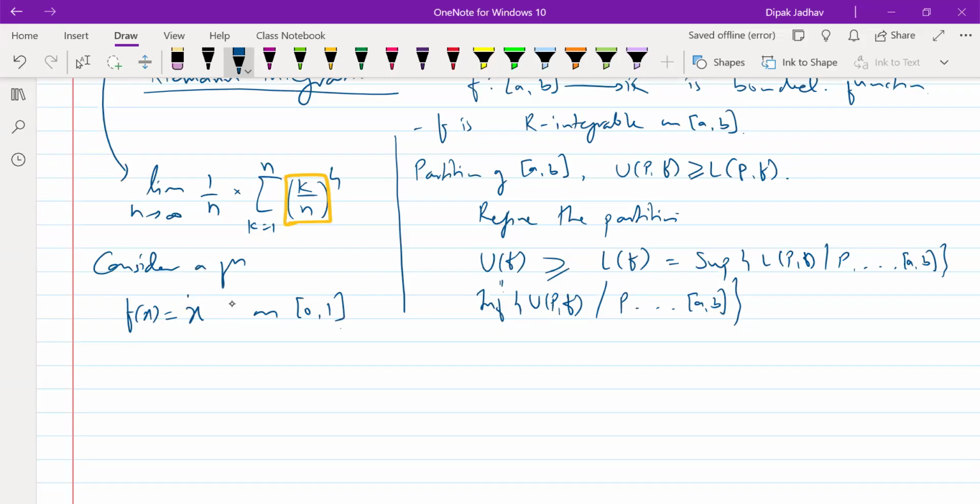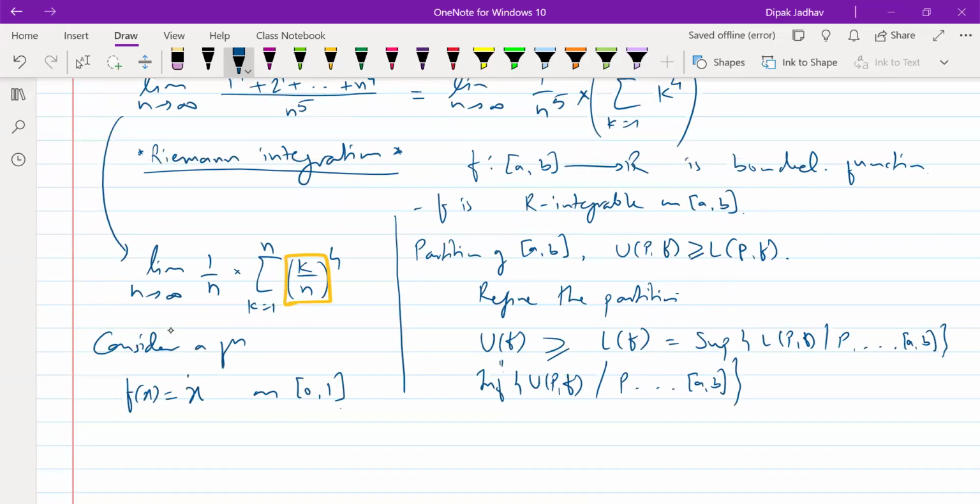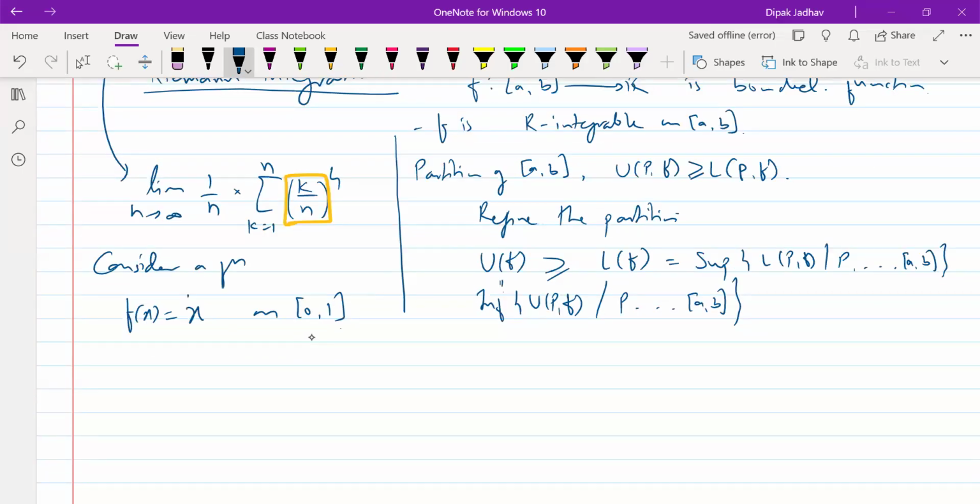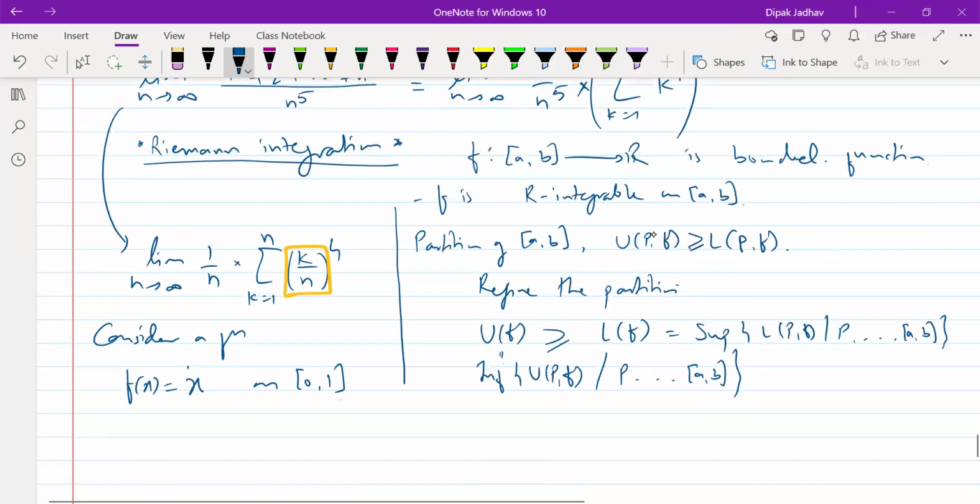And you try checking whether this function is Riemann integrable on 0, 1. It is obviously Riemann integrable because the function is continuous. And we have seen one result in Riemann integration: every continuous function is Riemann integrable. Okay, so the function is Riemann integrable. That background we already have. But if I want to evaluate its integration by using the definition, then I need to go through all these things.